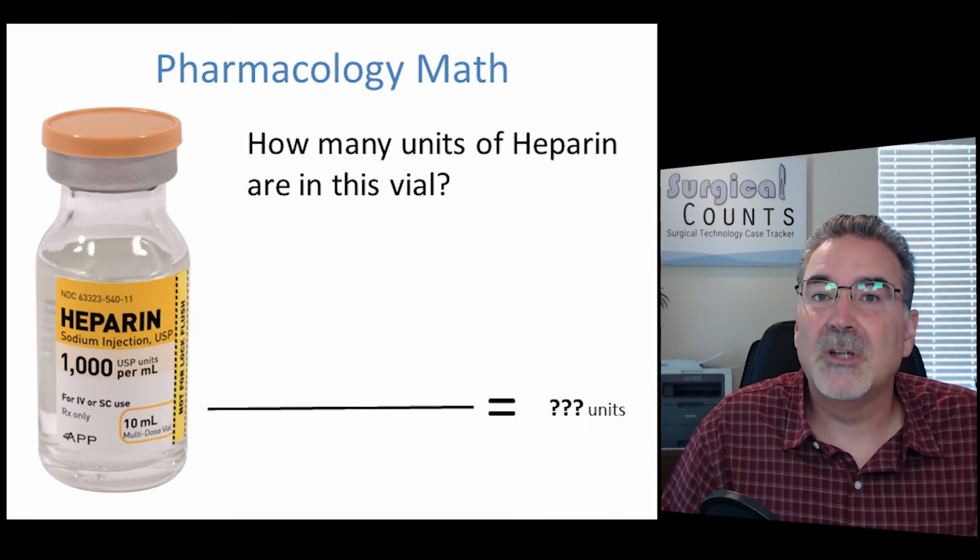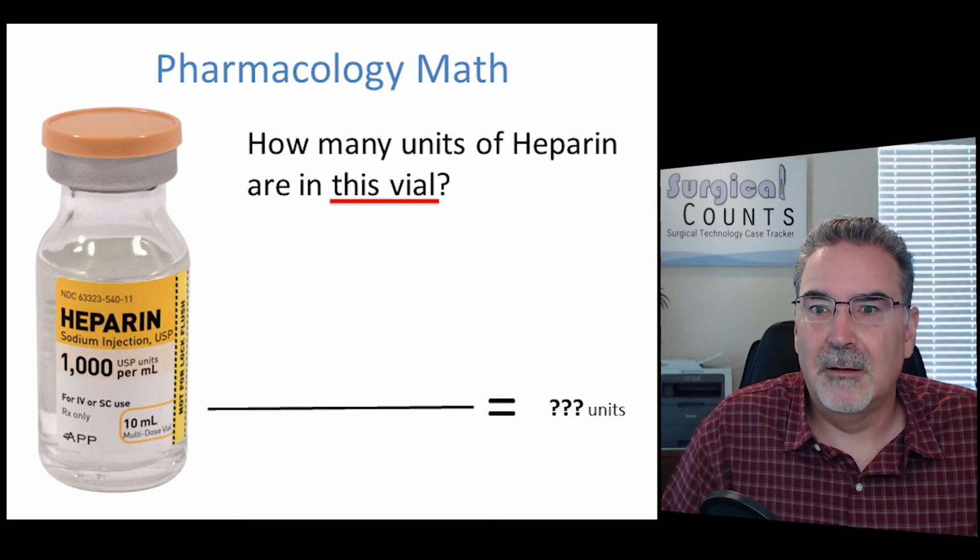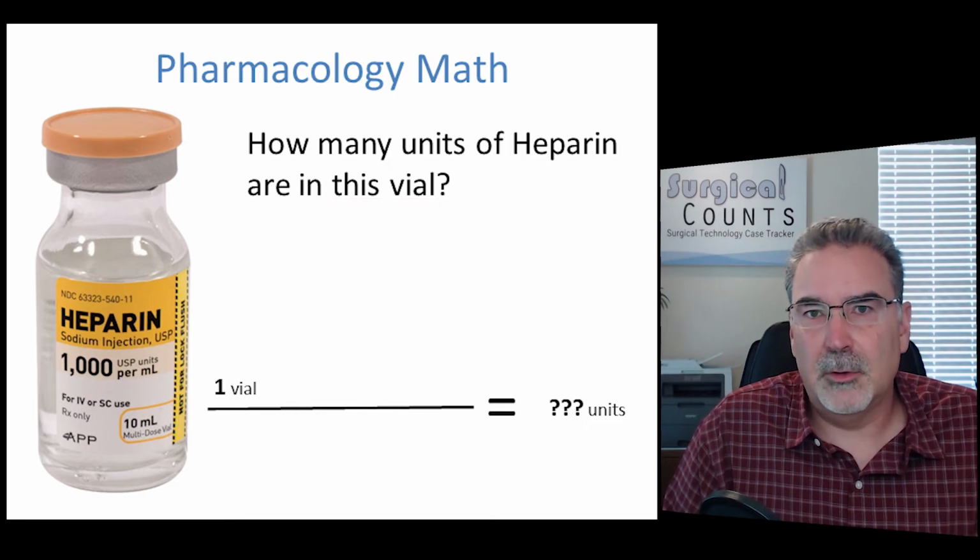Then we have to figure out what's our starting condition. Well, our starting condition is this vial. So we're going to write 1 vial. Now, does vial equal units? No, it doesn't. So we want to cancel out vial.